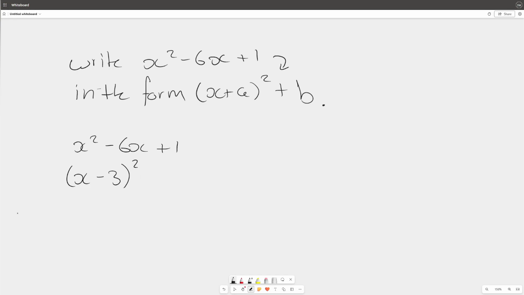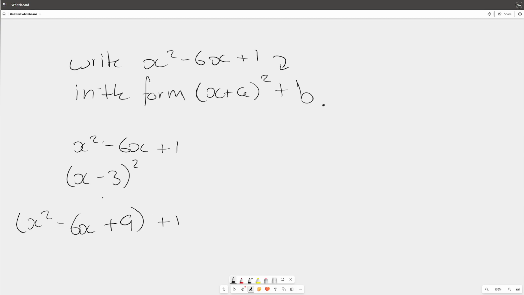Now if we were to expand (x minus 3) squared, we would get x squared, minus 3x, plus minus 3 times x, which is minus 6x, which is great, that's what we've got here. But then there is going to be an additional plus 9. And then we can add the 1 on here as well. But that's not important just yet.